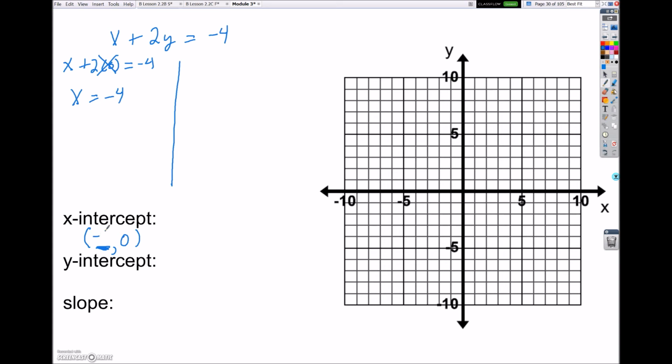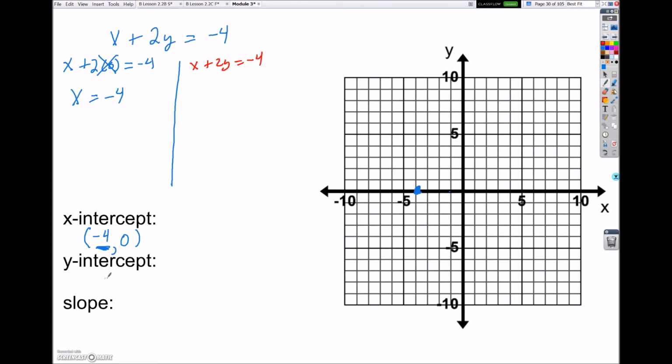There's nothing left for me to solve, so I just have an x-intercept of negative 4, which I can plot right here on my graph. So 1, 2, 3, 4 right here. So then I look at my y-intercept. I'm going to do the same exact thing. I'm going to have x plus 2y equals negative 4.